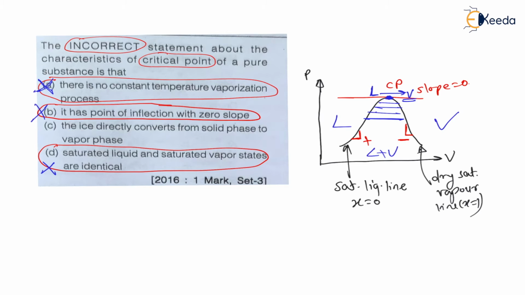And option C is saying that ice directly converts to vapor. No my dear students, here liquid is converting into vapor. That means water is converting into vapor. At the critical point, water is directly converting into vapor. But here they are mentioning ice is directly converting into vapor. This is a wrong statement. Therefore, option C is the correct choice, because option C is the wrong statement here.